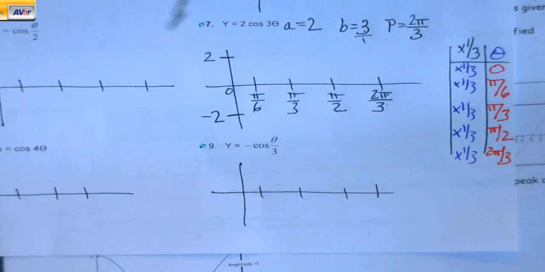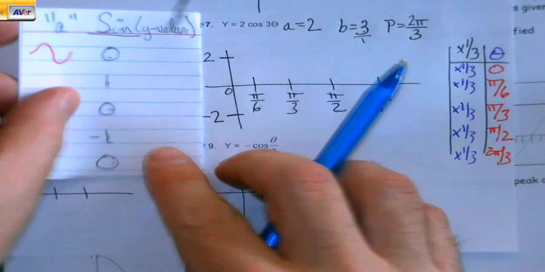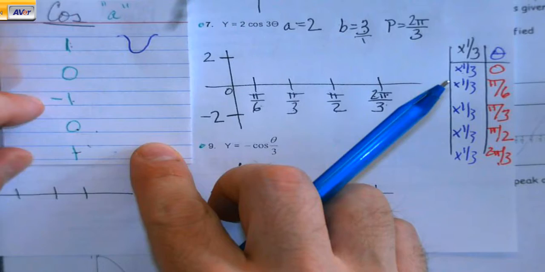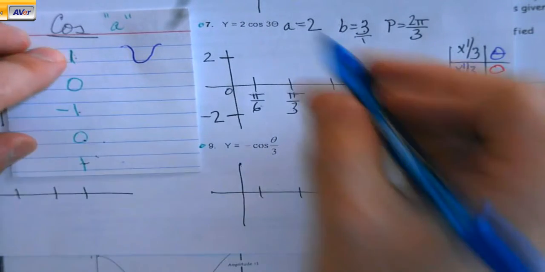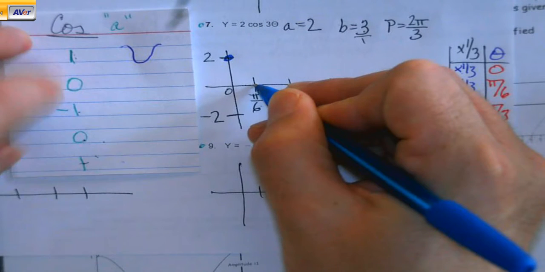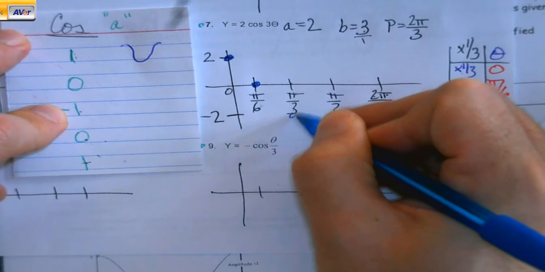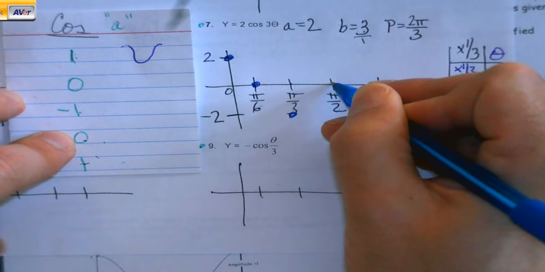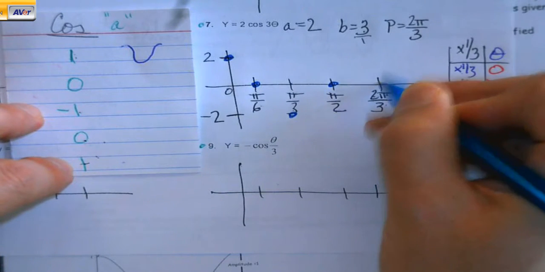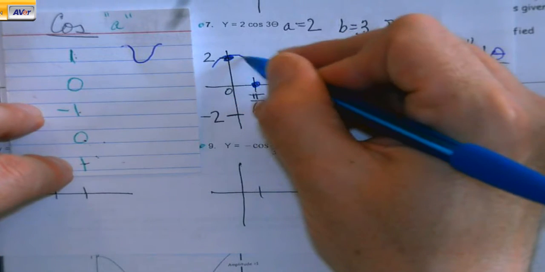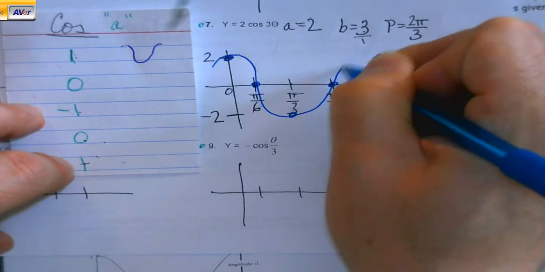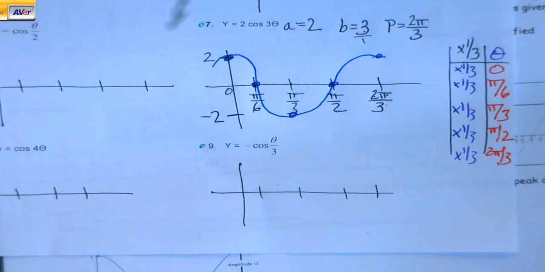And so once I have that, my a value is 2. Whoops, not signed, though. That would not be helpful. So I'm just going to take each of my values. 1 times 2 is 2. 0 times 2 is 0. -1 times 2 is -2. 0 times 2 is 0. And 1 times 2 is 2. And again, we're trying to get a curve here. That's a more typical cosine graph. It looks like that. And that's really all we're doing on these.